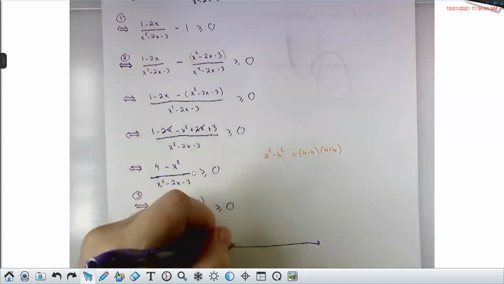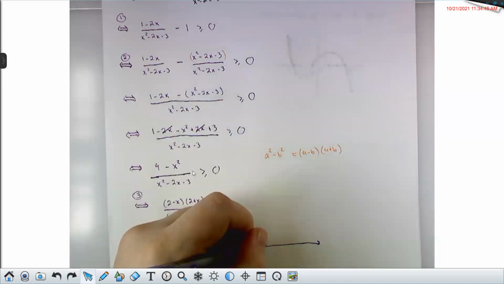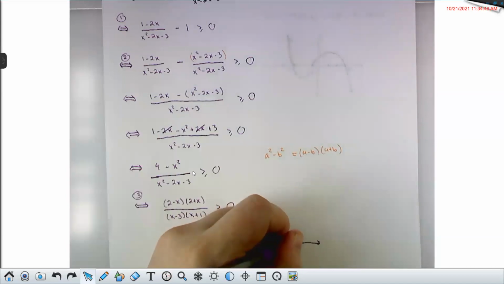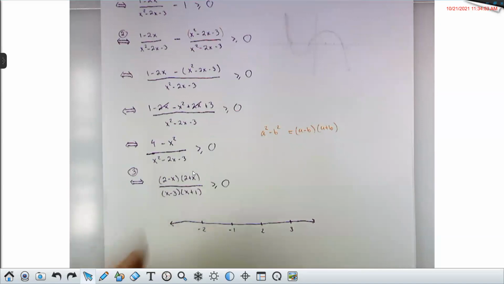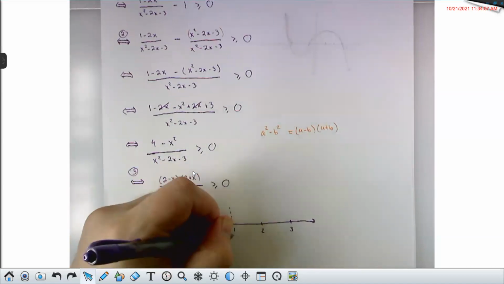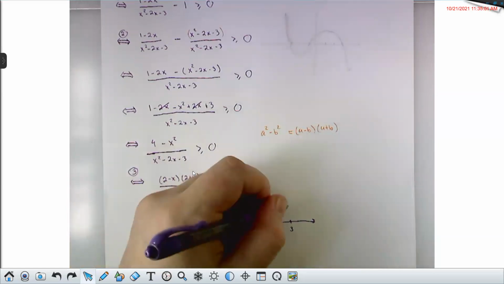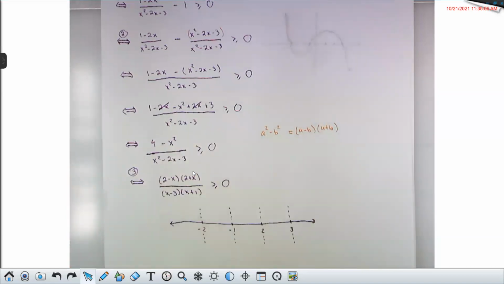So -2, -1, +2, and +3. So here's my number line, chopped up into regions by those cut points. And again, my goal is to determine the sign in each of these regions.